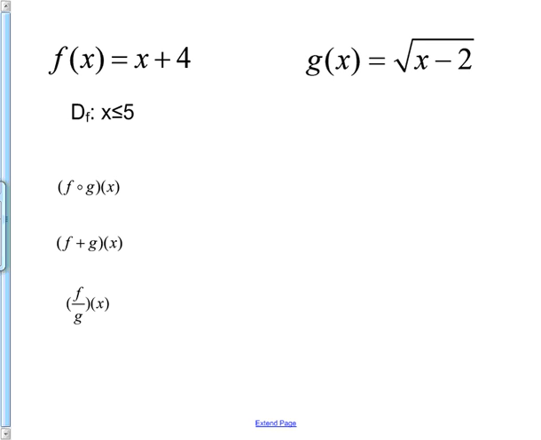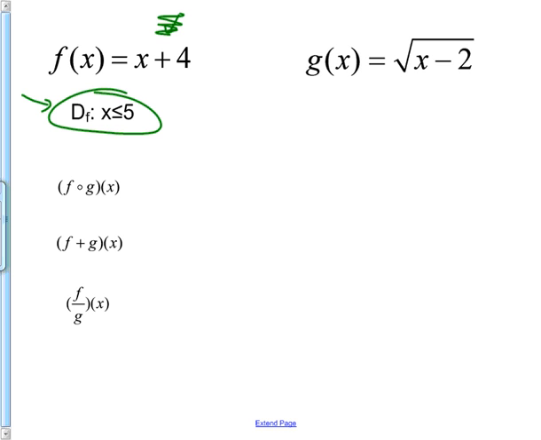Here's two functions, f of x and g of x. And they give you a domain. We will do that sometimes. We will just say this is the domain, even though this normally wouldn't have any restrictions on it, it would normally be negative infinity to positive infinity. A lot of times we'll just say, use this domain for it.